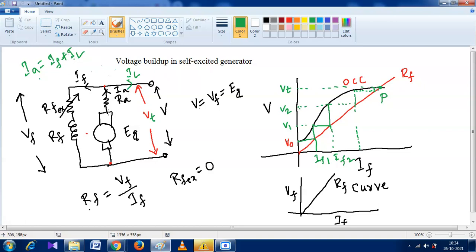So we can say that when the load is not connected, the terminal voltage is equal, or nearly equal, to the generated voltage.